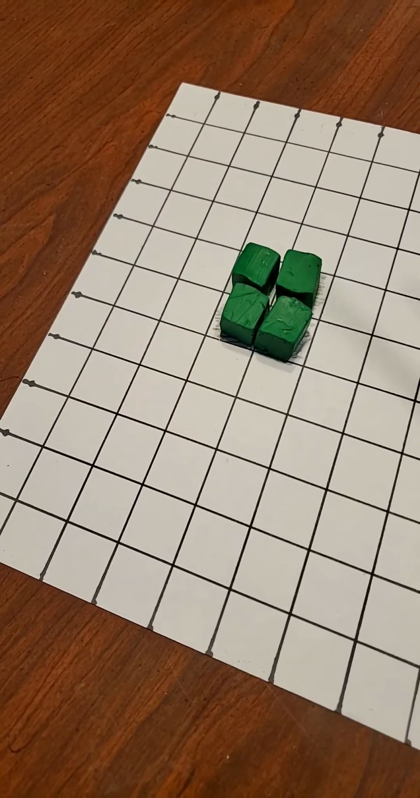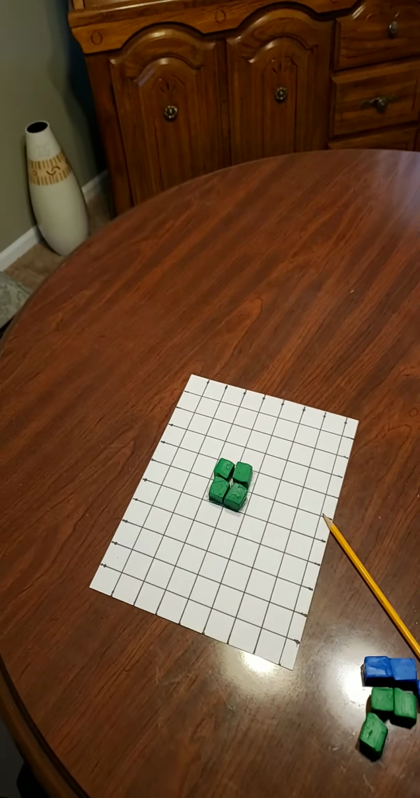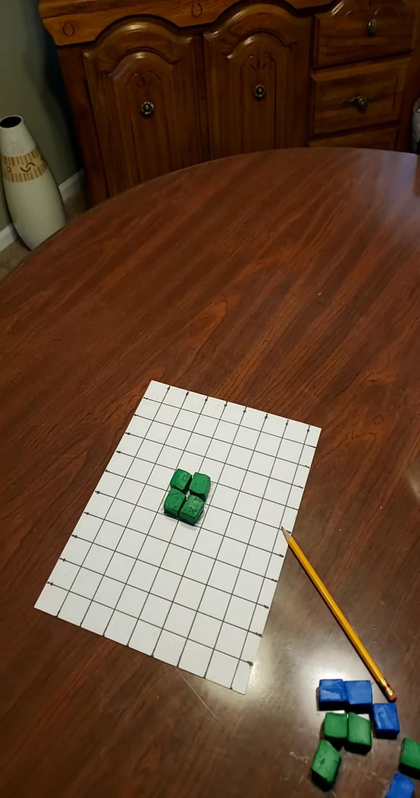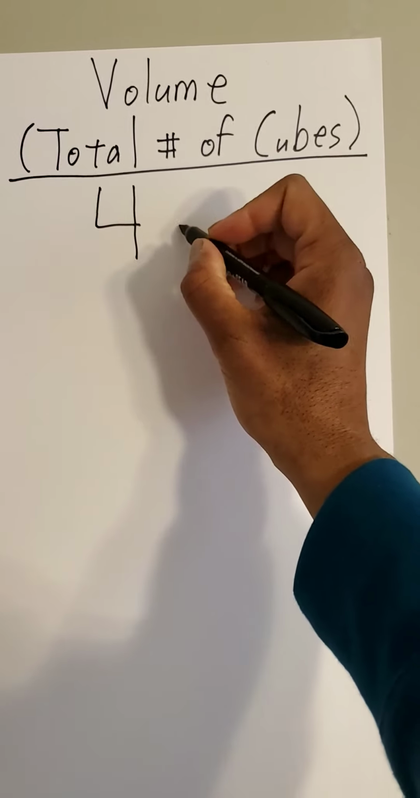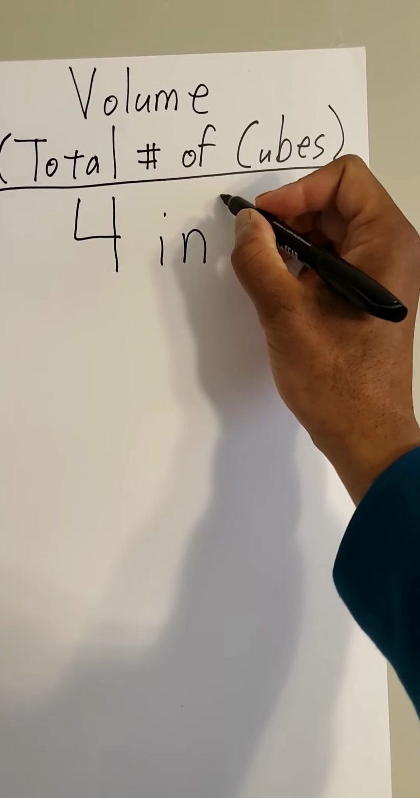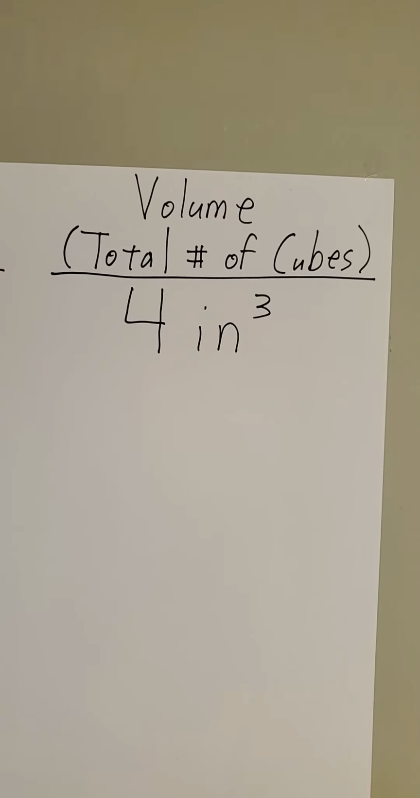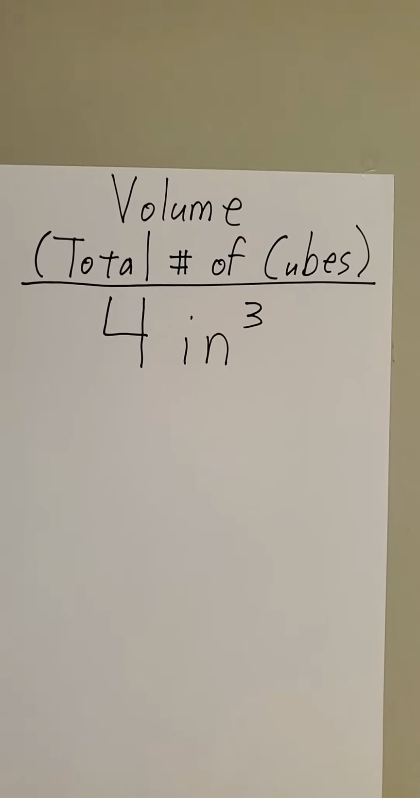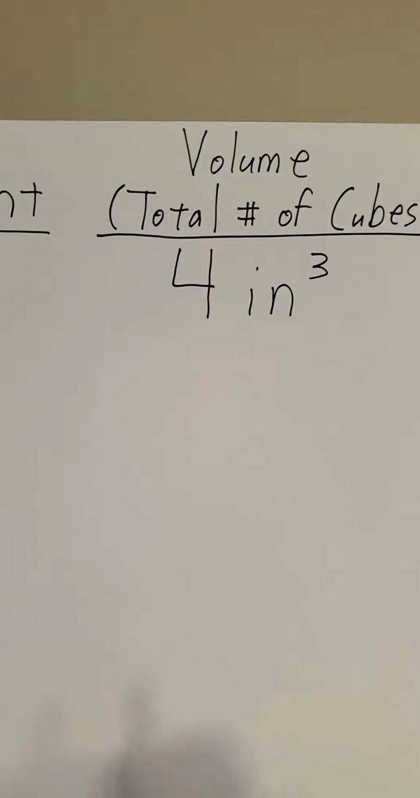Let's look at how many cubes we have. 1, 2, 3, 4. So that tells us that the volume of this house is 4 cubic inches. So when we're measuring by volume, we always say cubic. It's like if you're measuring area, you say square. So when we say volume, we say cubic. So you can say cubic inches, cubic centimeters, cubic feet.